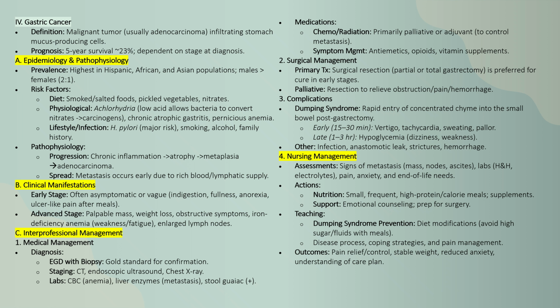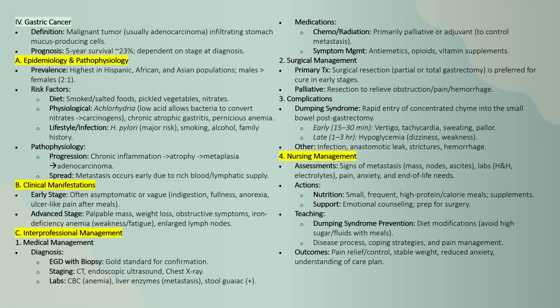The pathophysiology of gastric cancer is a multi-step process of progression from chronic gastritis to atrophy, intestinal metaplasia, and eventually adenocarcinoma.